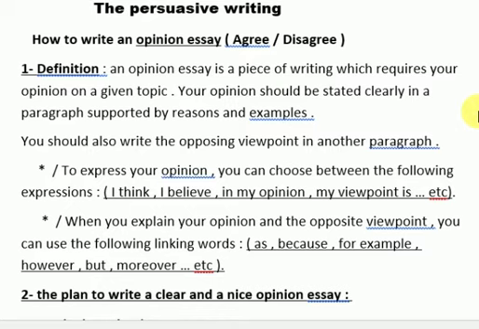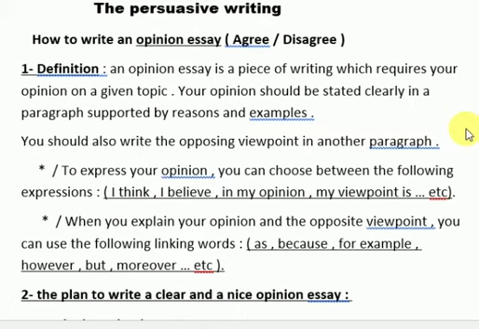So it's a piece of writing which requires your opinion on a given topic. So your opinion should be stated clearly in the paragraph, supported by reasons and examples. So what you should do is first to write the opposing viewpoint in another paragraph.